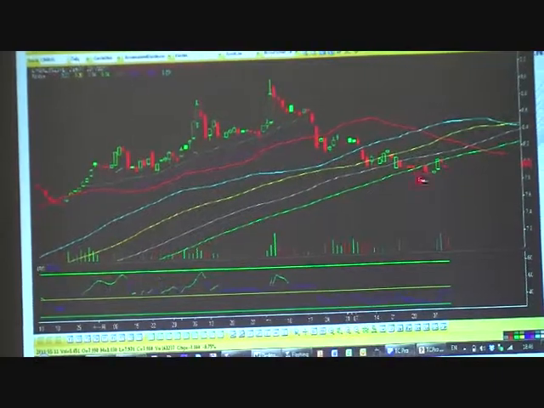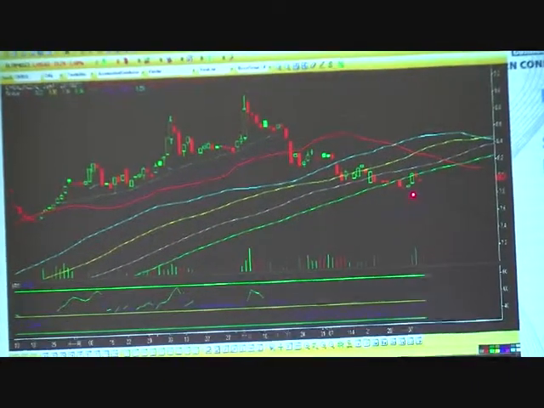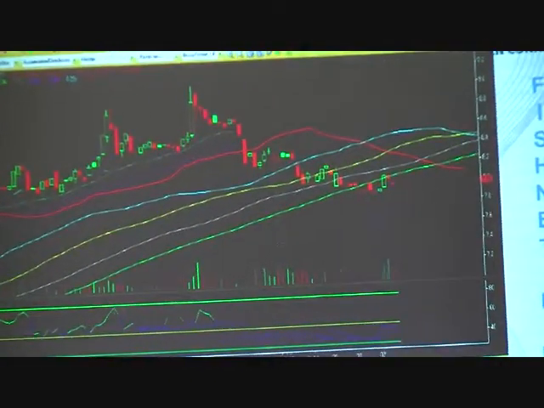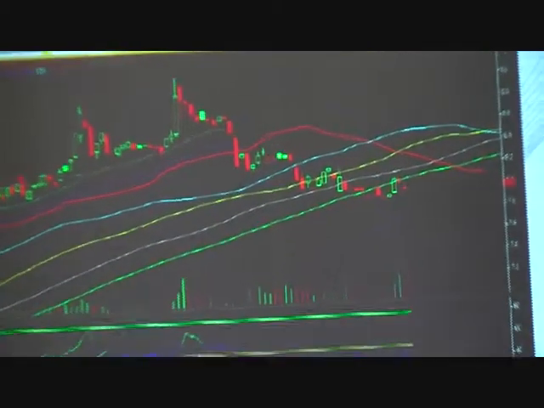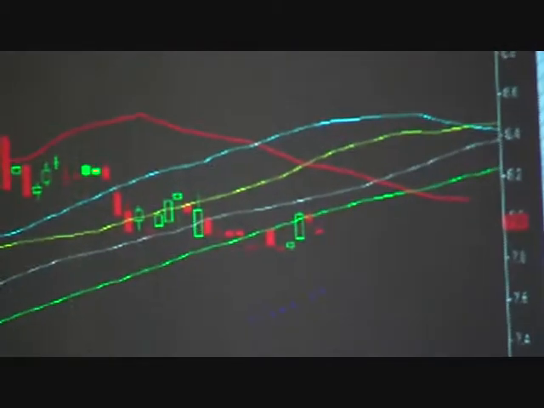And when the candle goes below here, okay, this counter is going for a downtrend. Let's do an experiment on this one.